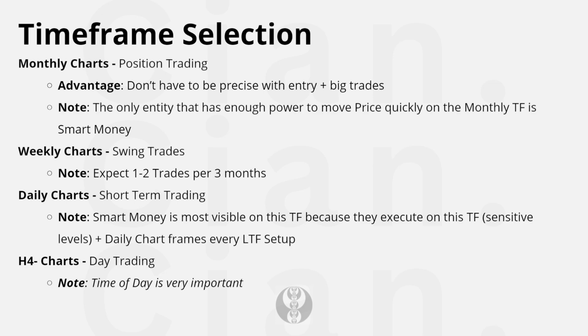Daily charts are mainly used for short-term trading, and smart money is most visible on this time frame because they execute on this time frame, so we can clearly see sensitive levels on the daily time frame. And yeah, the daily chart frames every lower time frame setup. 4-hour charts or less are used for day trading or intraday trading, and time of day is very important.